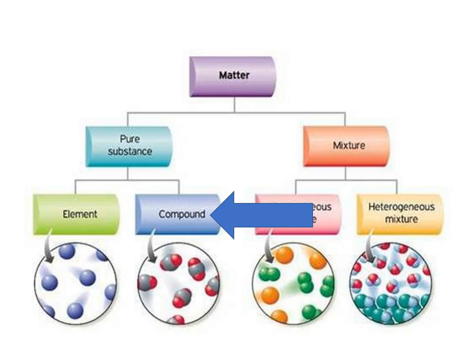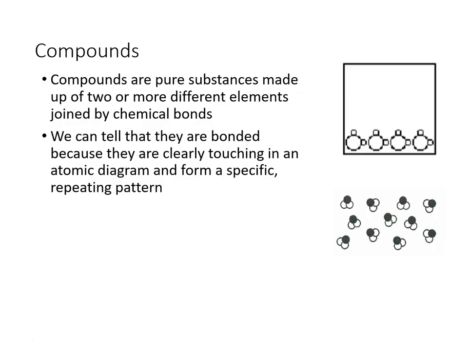Next, let's talk about compounds. Compounds are pure substances made up of two or more different elements joined by a chemical bond. We can tell that they are bonded because they are clearly touching in an atomic diagram and form a specific repeating pattern. If you look at the picture on the top, it's one big circle with two little circles, and it's a repeating pattern there. Those are bonded together, so that's a compound. Below that, it's two white and one black for all of them. That's again a repeating pattern.